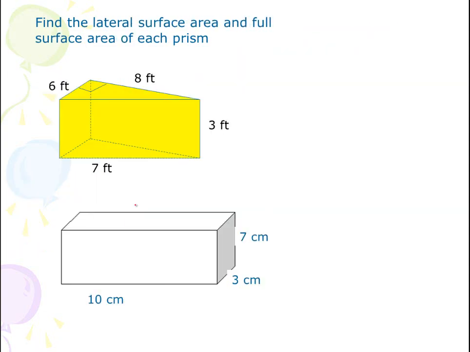All right, so now you're going to copy these two down in your notes and find the lateral surface area and full surface area of each prism. Hit pause, copy them all down, work it out, and I'll see you in class tomorrow.